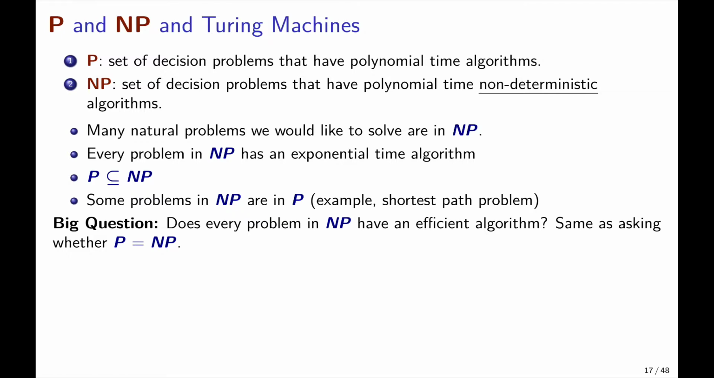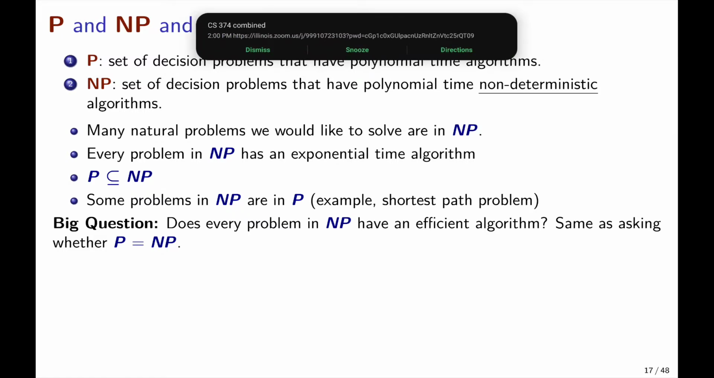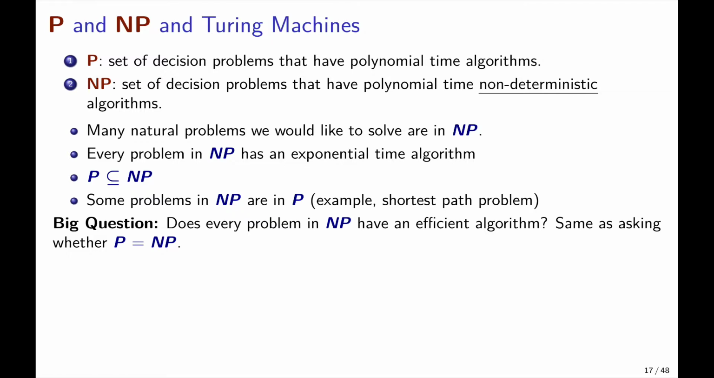Okay, so P is the class of all decision problems that can be solved efficiently. Intuitively, this is all the problems that we are interested in because we can solve them efficiently with algorithms. NP is the set of all decision problems for which, if the answer is yes, we can verify the answer in polynomial time using a non-deterministic algorithm.